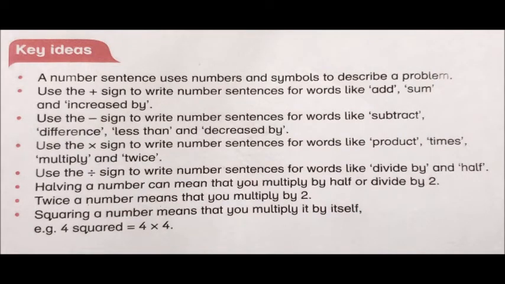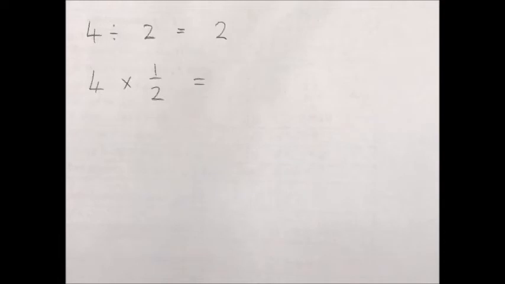We use the times sign or the multiplication sign for words like product, times, multiply, and twice. Then we use the division sign for words like divide by and half. Okay, remember half and twice. Those words mean specifically multiply by 2 and divided by 2. Halving a number can mean that you multiply by a half or divide by 2. Let's see if we can explain that.